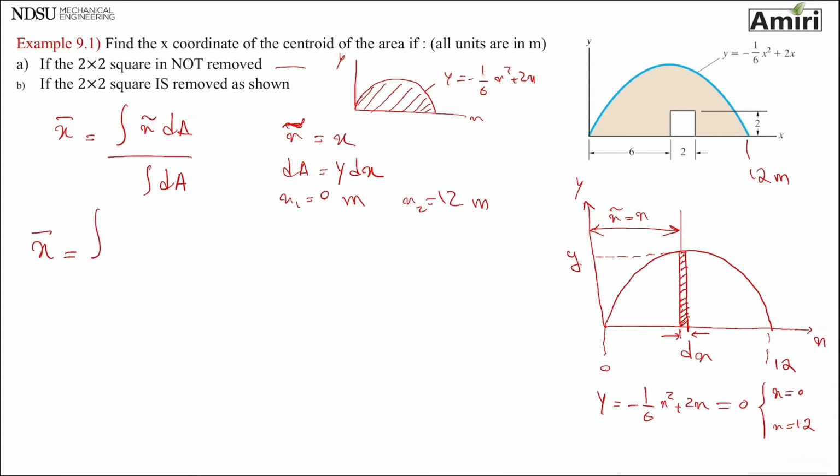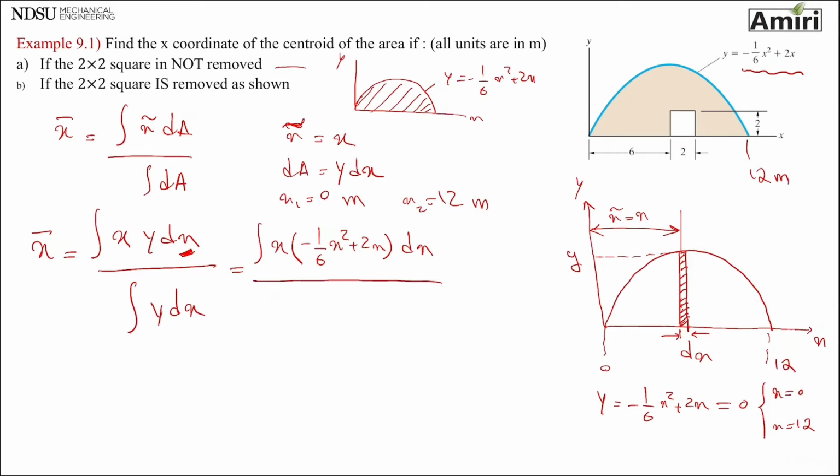X bar, x tilde, which is x, dA, which is y dx. All right. I got a problem. Remember, variable is x. Everything needs to be with respect to x. So I have x. I need to replace y by this function. Minus 1 over 6 x squared plus 2x dx, x going from 0 to 12.